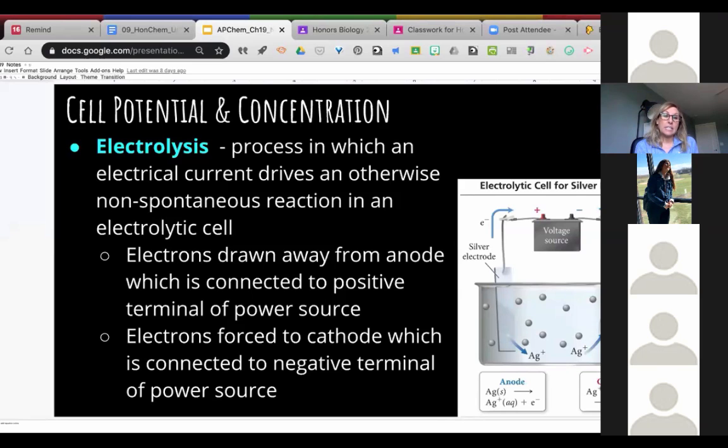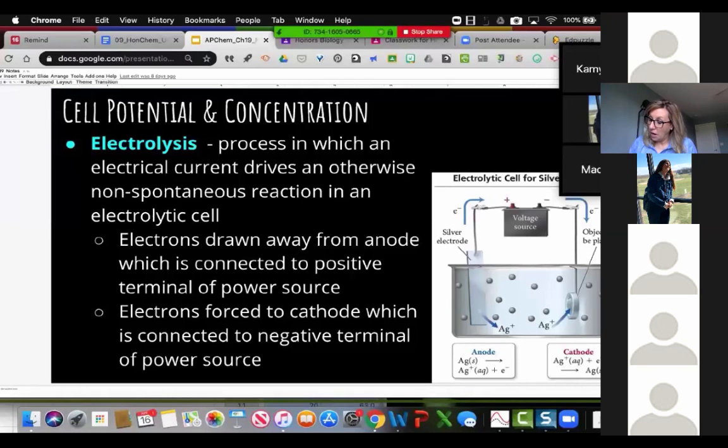So it's a process that normally wouldn't occur on its own. An electrical current drives that non-spontaneous reaction. So the electrons are drawn away from the anode and move towards the cathode. The electrons still go anode to cathode, but if you notice, the charges on the anode and the cathode are different. So the anode has, in this case, a positive charge, and the cathode has a negative charge.